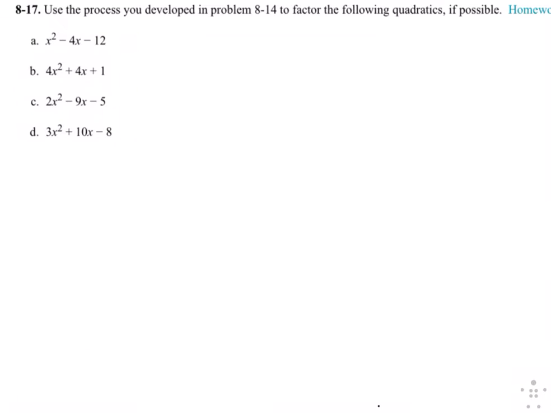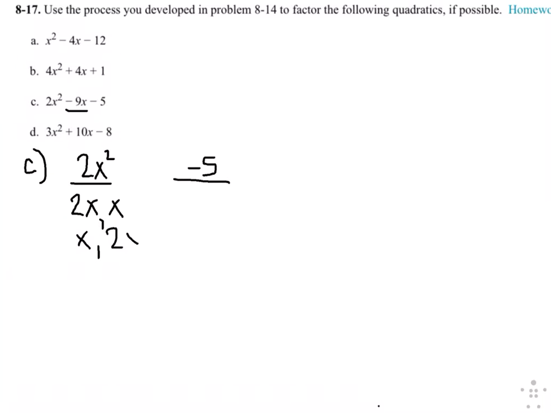C, right, we have a 2x squared column, and we have a negative 5 column, right? And the goal is to get a negative 9. So we have 2x. This is 2x and x, or x and 2x, right? Because order matters. And then negative 5, we have 1 and negative 5, and we have negative 1 and positive 5. So now we need to compare.